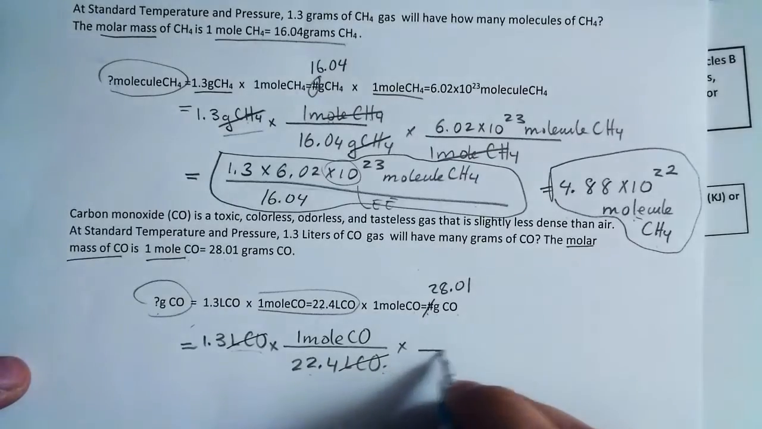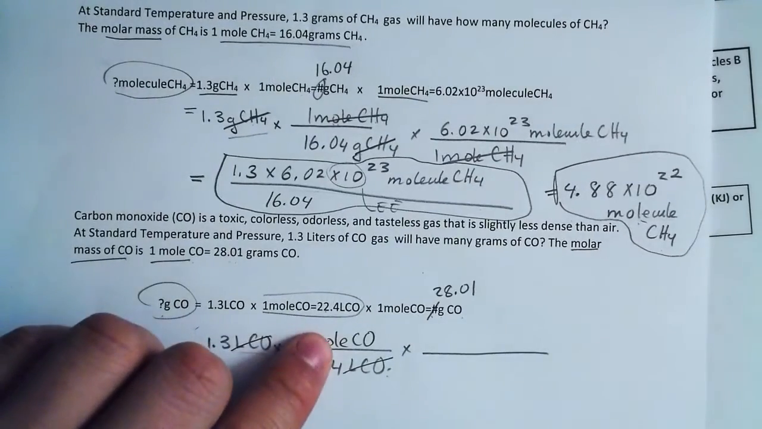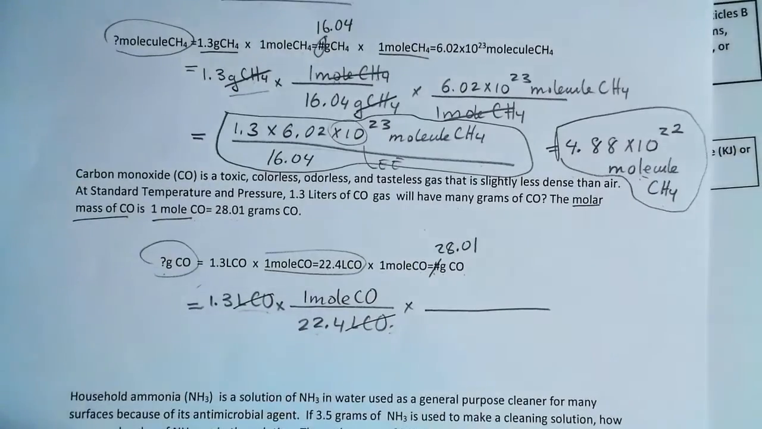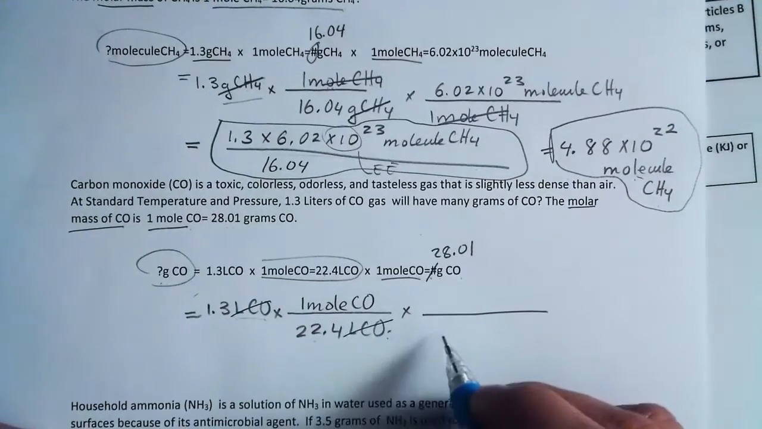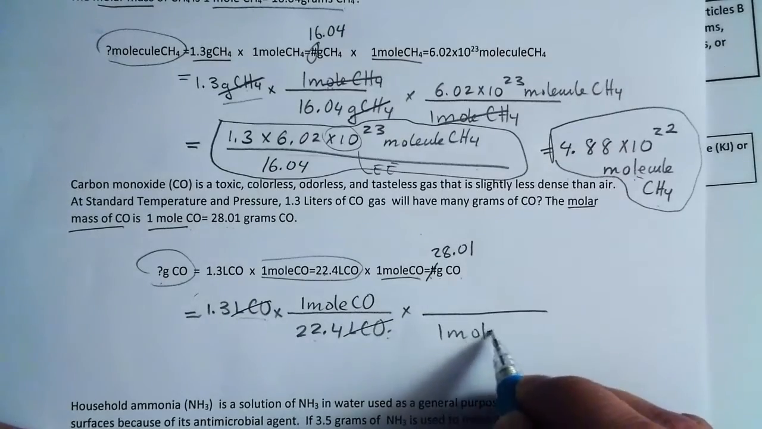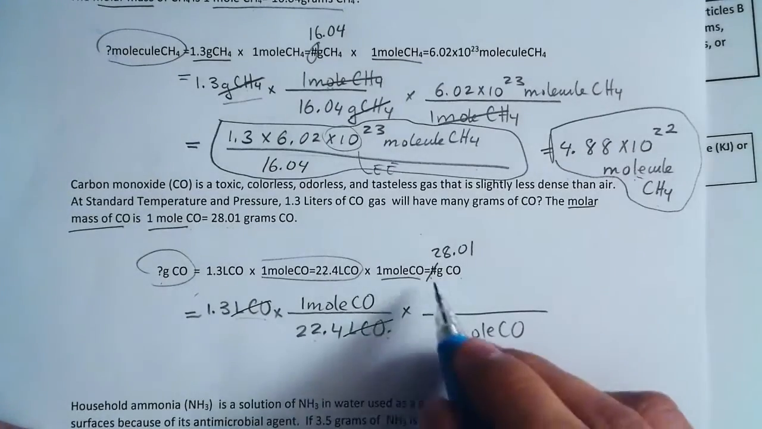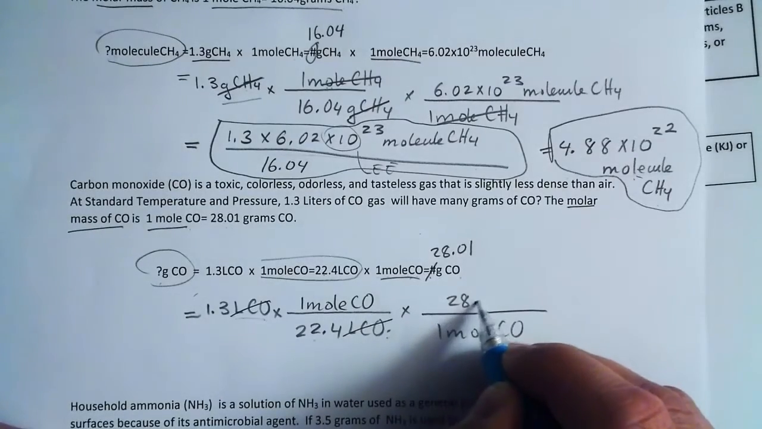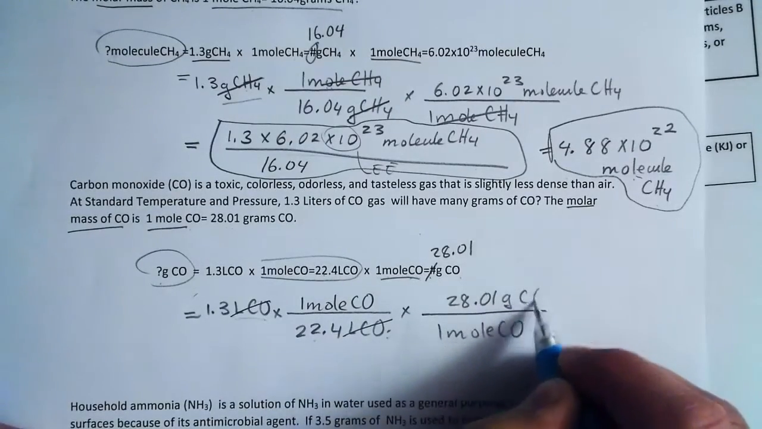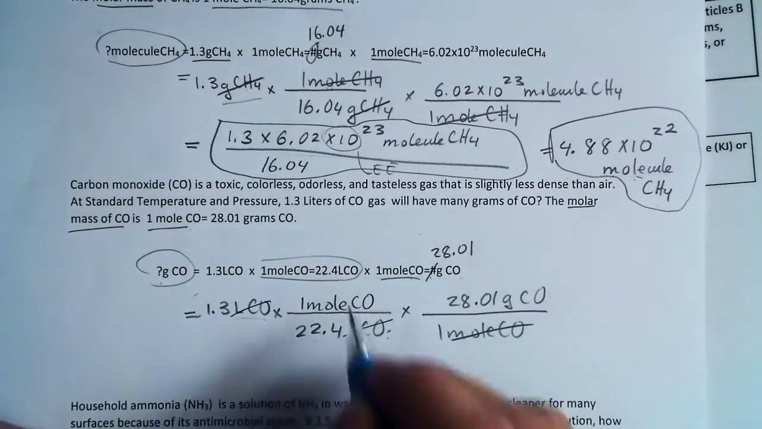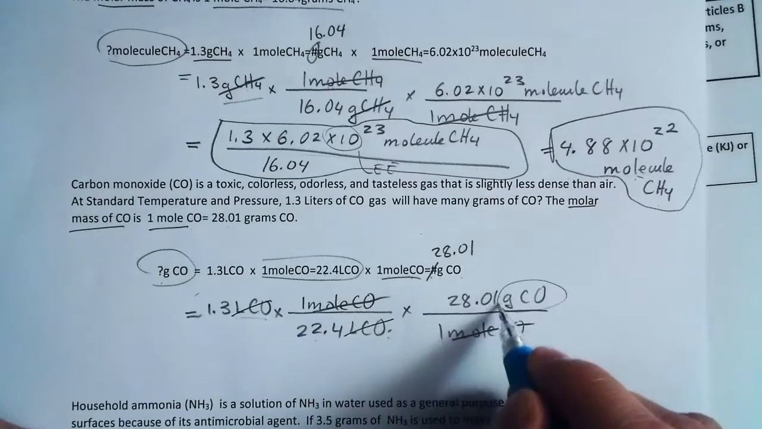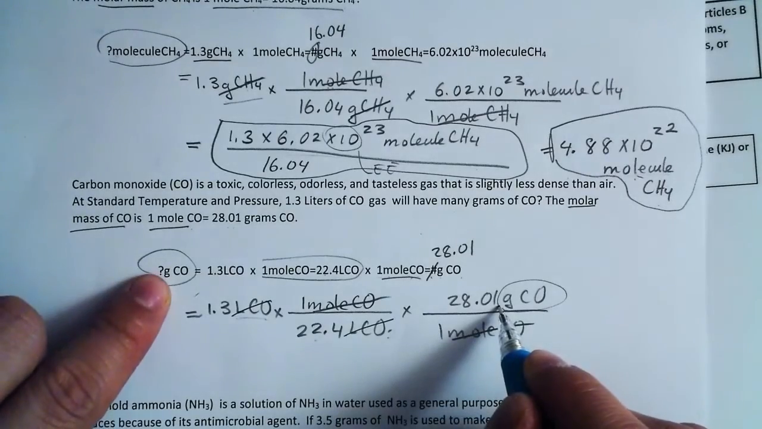Let's continue. So if this is mole, this down here needs to be mole as well. So of course, this side will be on the bottom. So we have 1 mole of CO on the bottom. If this side is on the bottom, the other side must be on top. So 28.01 grams of CO. And notice how moles of CO, or carbon monoxide, cancel out and give us our unit, grams of CO, which is exactly that one.